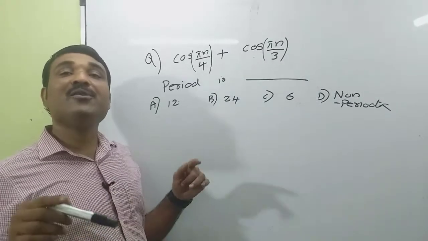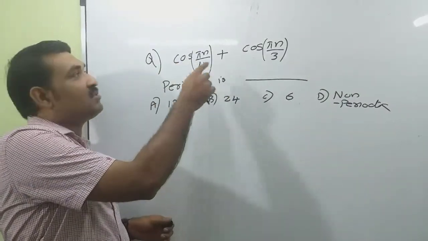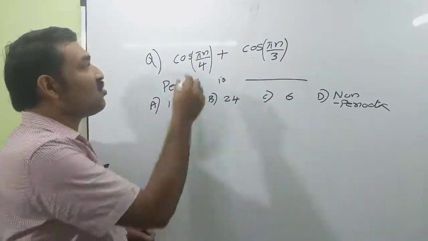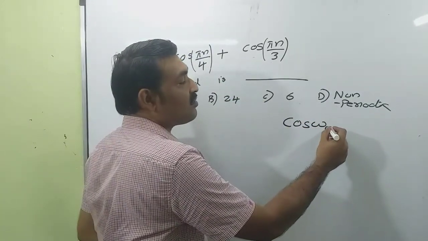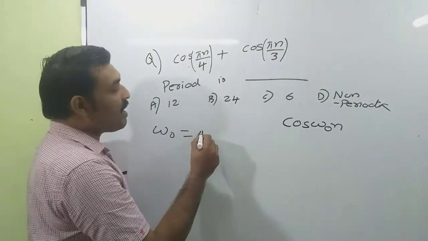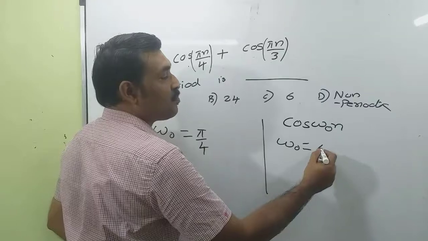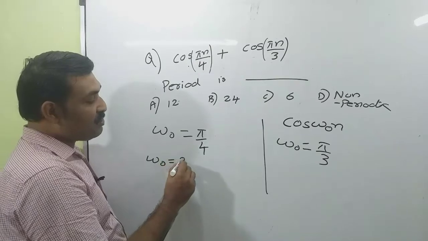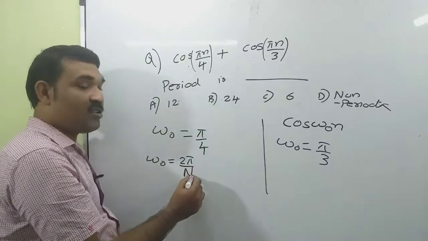In this question also, we want to find the period of a discrete time signal. The signal is sum of two terms cos pi n by 4 plus cos pi n by 3 and options are given. So, in general form, we can write this as cos omega 0 n. Here, omega naught is equal to pi by 4 and here omega naught is equal to pi by 3. So, we can write omega 0 is equal to 2 pi by N. For first portion, this is represented by N1.